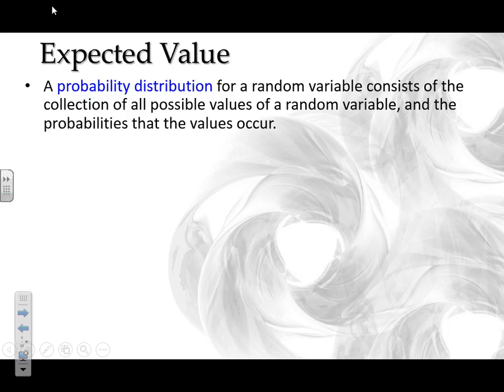So a probability distribution for a random variable consists of the possible values for that random variable. So you need to list out every possible outcome for your particular variable, which is why this only works for discrete cases, because you have to list. So you list every possible outcome, and you need to give the probabilities that each of those values occurs. So you need to figure out what values your variable can take on and determine what the probability of each of those individual values is.